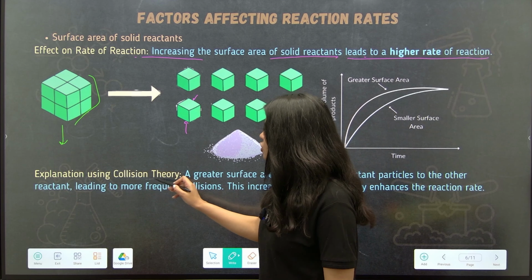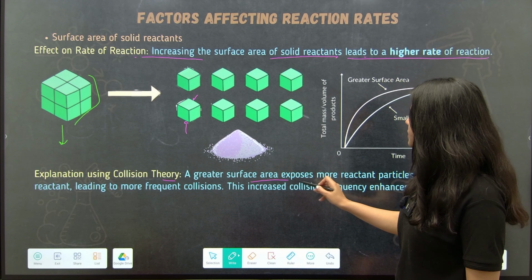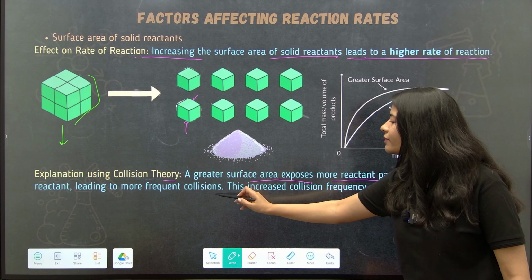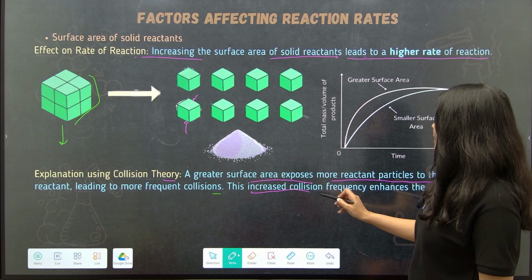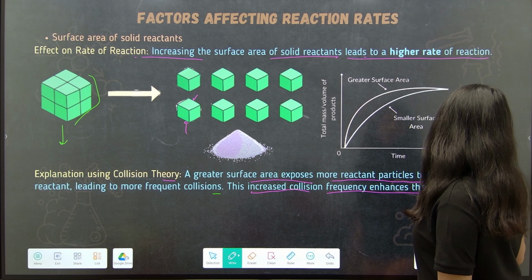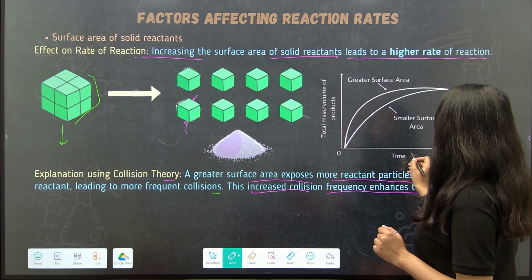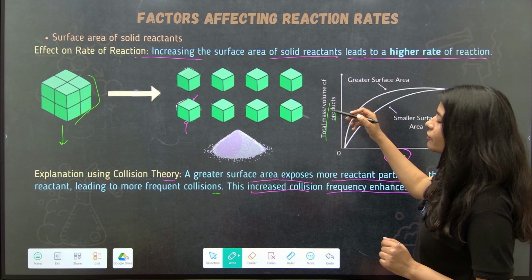Now, explanation using collision theory. A greater surface area exposes more reactant particles to the other reactant, leading to more frequent collisions. This increased collision frequency enhances the reaction rate. Again, we'll discuss the graph. The graph is again between the time and the total mass or volume of reactants.